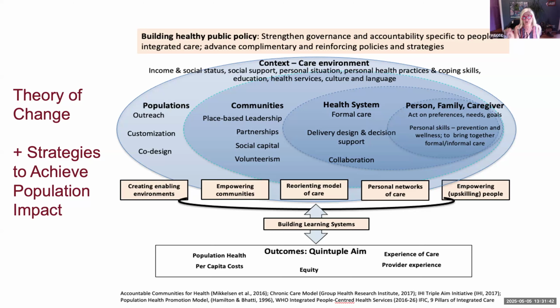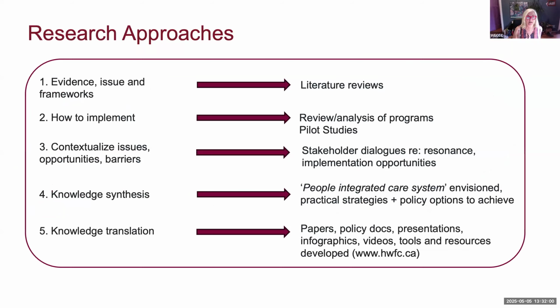And you have to work at all of those levels, at the person, at the system, at the community, and the population level, with those strategies that we talked about earlier in order to get to those quintuple aim outcomes. So that's the theory of change and the key strategic drivers.